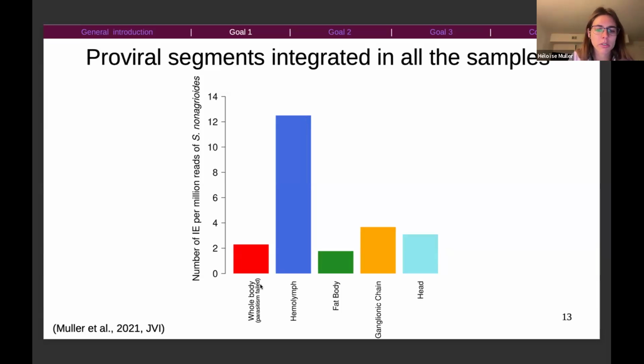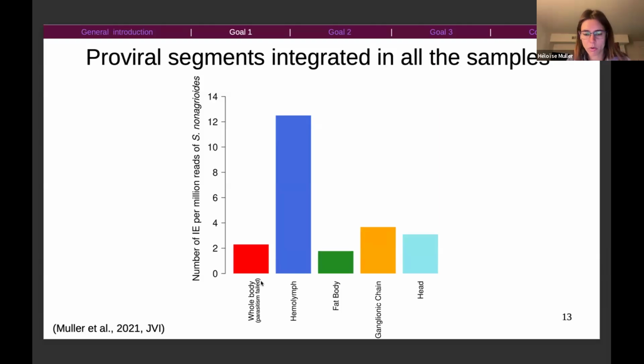Another very interesting result is that we found integrations even in the sample called whole body. If you remember well, this is the sample in which PASM fails, which means that this caterpillar could have survived to adult age if we had not killed it for sequencing, and it may have reproduced. So after this result, we wondered whether surviving caterpillars could transmit such integrations to the offspring, which would correspond to a successful horizontal transfer from the parasitoid wasp to the Lepidoptera host.